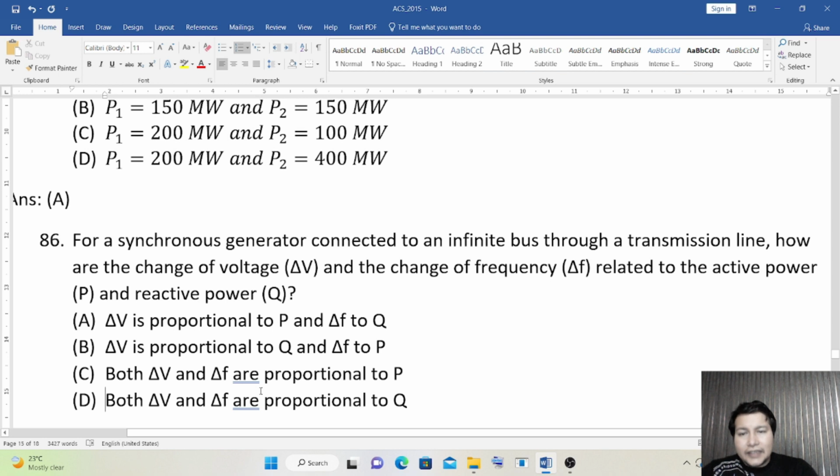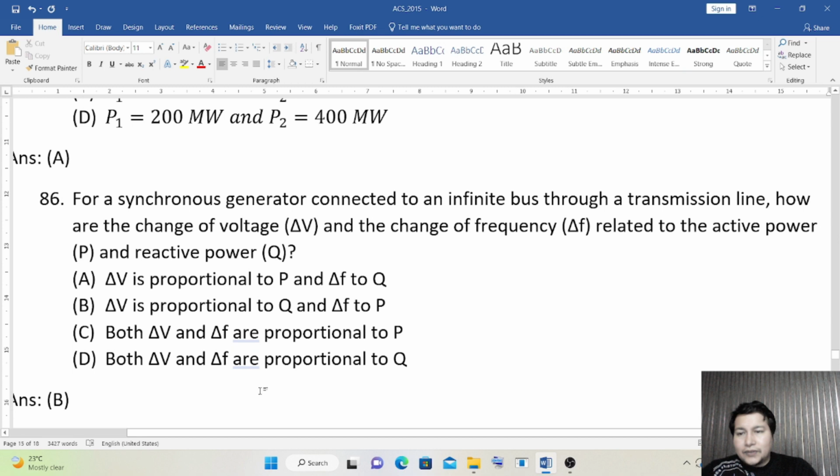For a synchronous generator connected to an infinite bus through a transmission line, how are the change of voltage and a change of frequency related to the active power P and reactive power Q? Options: delta V is proportional to P and delta F to Q; delta V is proportional to Q, delta F to P; both delta V and delta F are proportional to P; both delta V and delta F are proportional to Q.